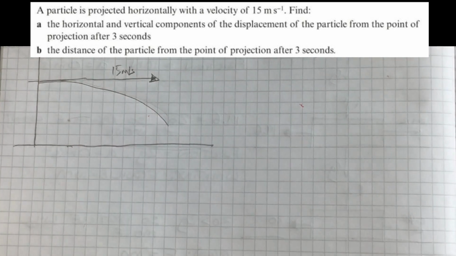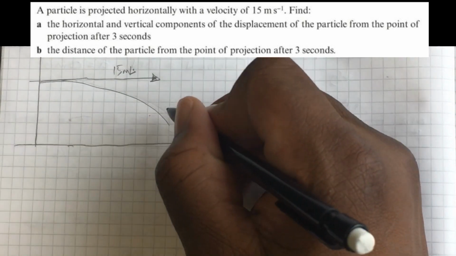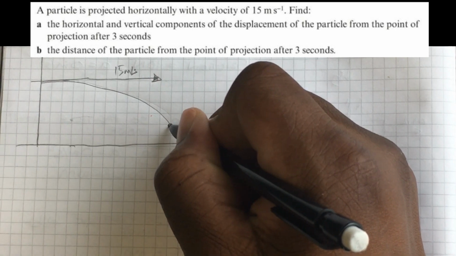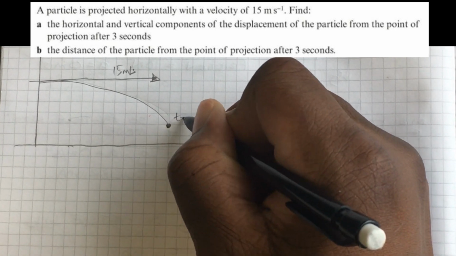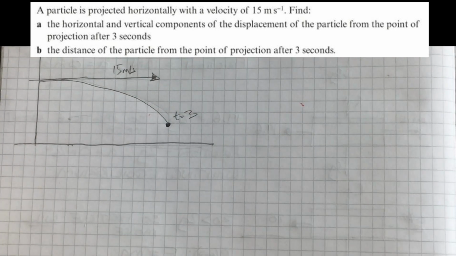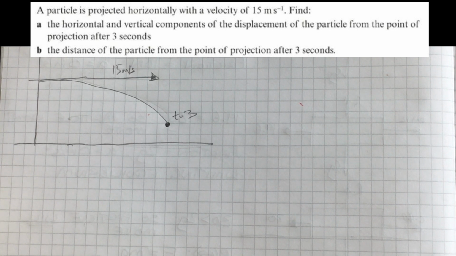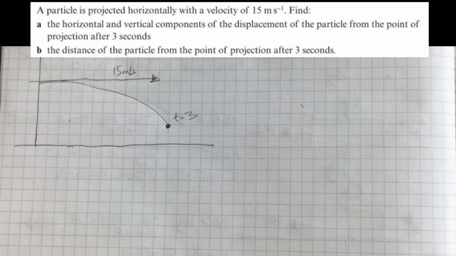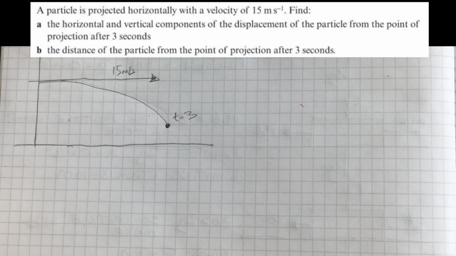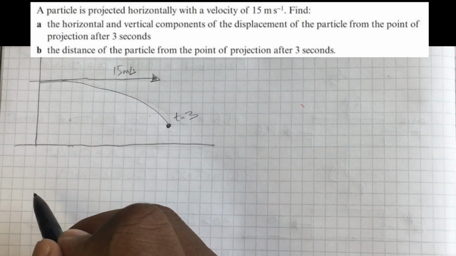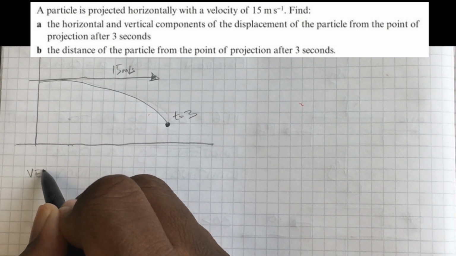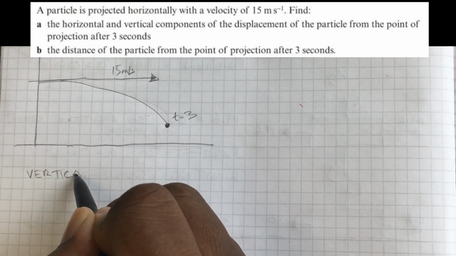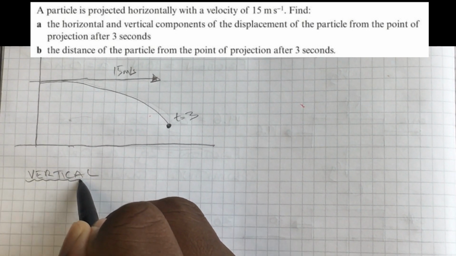All right, so I'm just going to go ahead and draw the flight path, and I'm assuming it hasn't hit the ground at this point, so I'm just going to indicate the point I'm interested in. T equals 3. That's the only thing I know about that point at this moment, that the time this particle has been in flight is 3 seconds. Okay, so same strategy as always. We'll go for our vertical components and horizontal components separately.